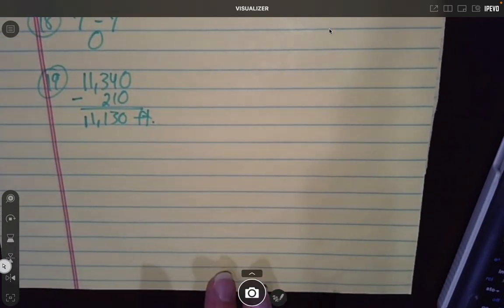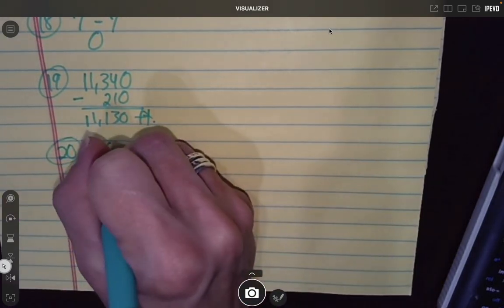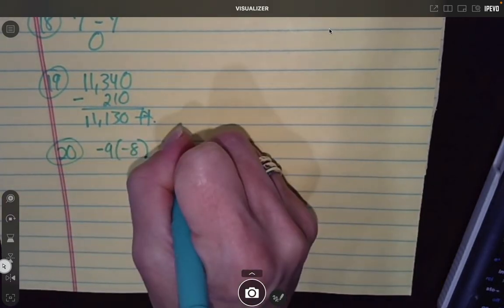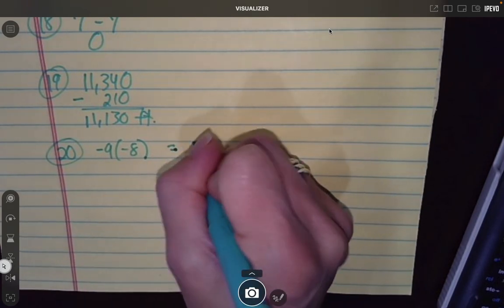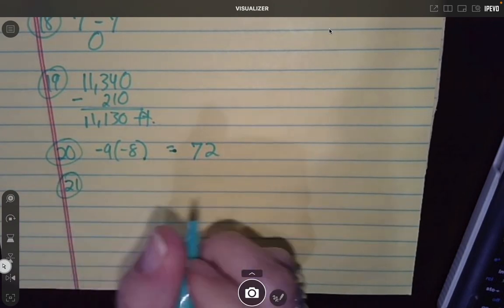Okay, number 20. There's one similar to this. It's just multiplication. What is negative 9 times negative 8? What'd you get? 72. Okay, everybody good with that one? Yes.